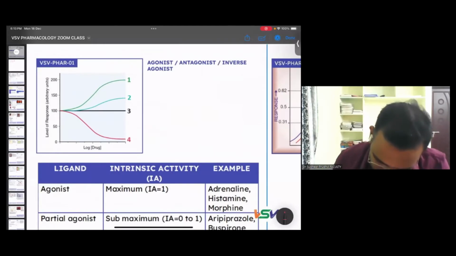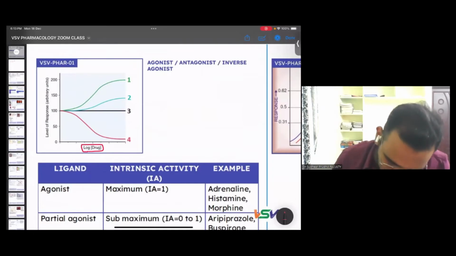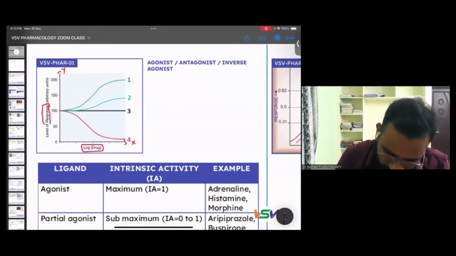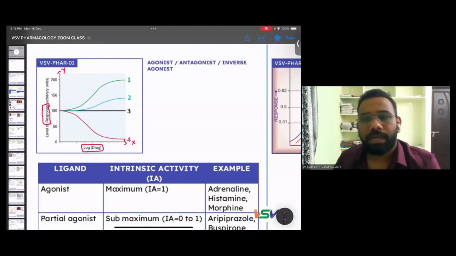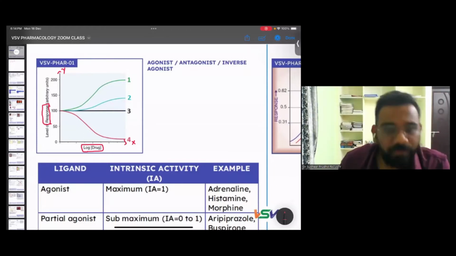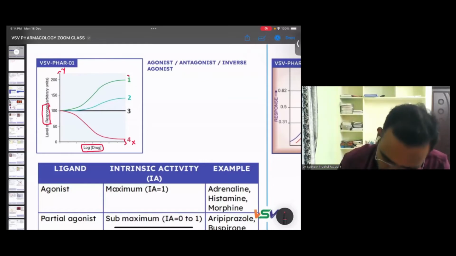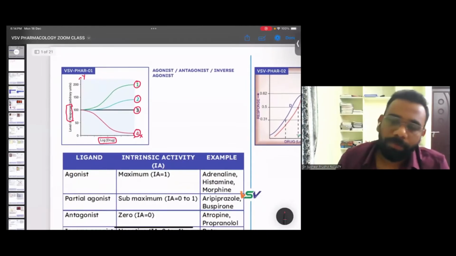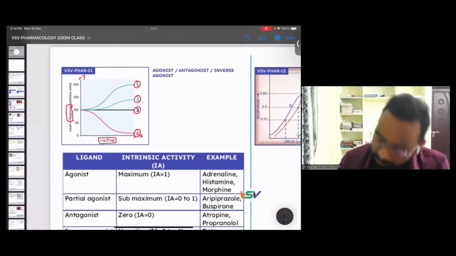See here, on the x-axis we have drug concentration, and on the y-axis we have the response. So here we are dealing with drug concentration and response. Based on these, he has given 4 graphs: first, 2, 3, and 4. He may ask you to identify the graph, what might be the second, the third, the fourth, like that.